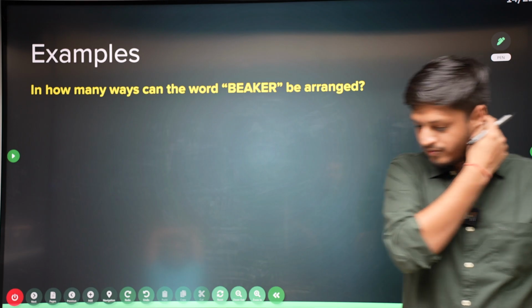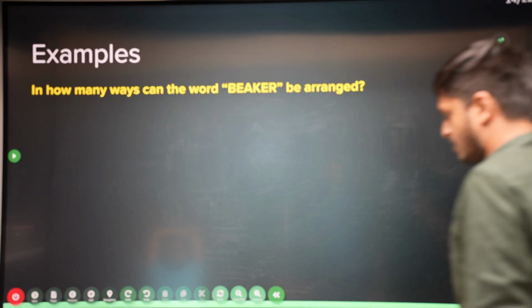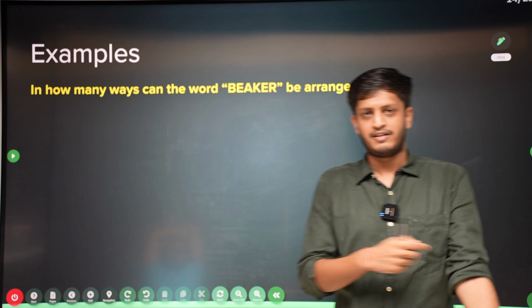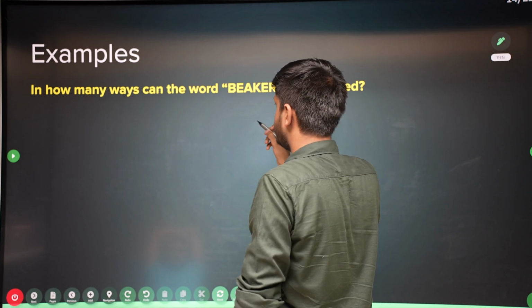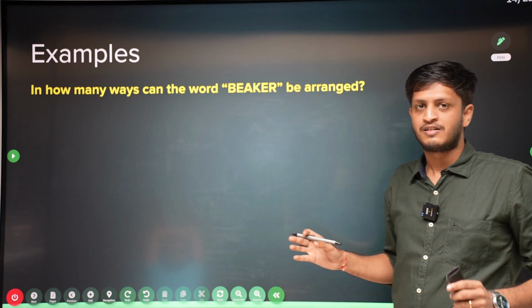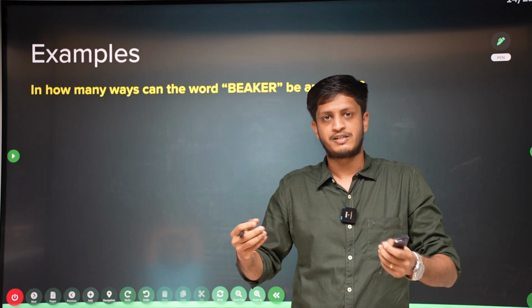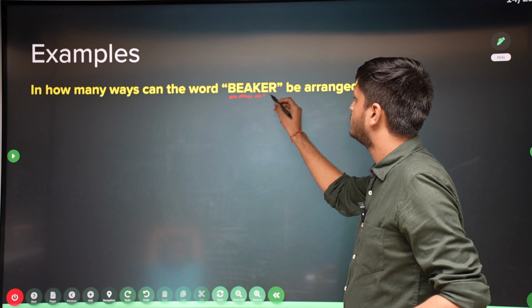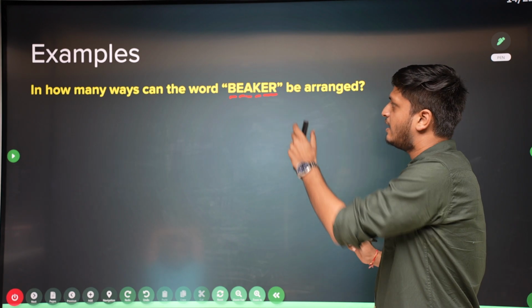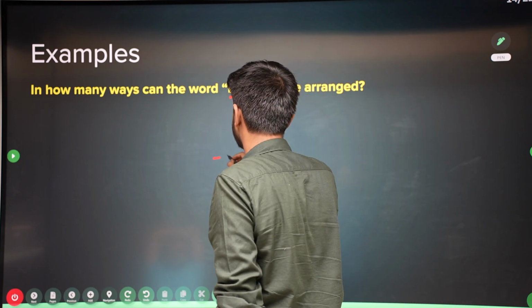So next question. Now we have some common words. In how many ways can the word beaker be arranged? Now this gets slightly trickier, and we will solve this. Here they have not said how many places. If they are not mentioning the number of places, by default you assume the same number of places as the objects. So you have to arrange the entire word beaker. There are 6 letters, and you have to arrange these 6 letters in 6 places. So we have 6 places.